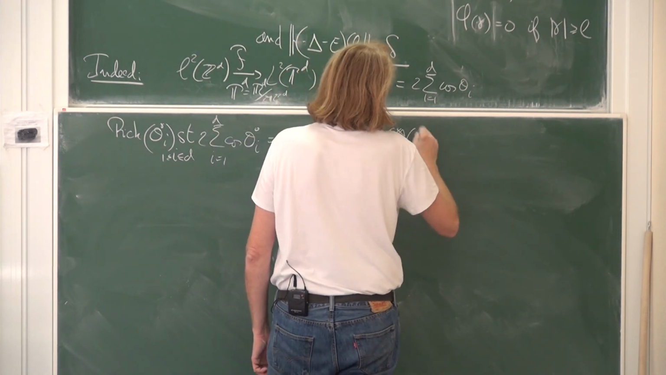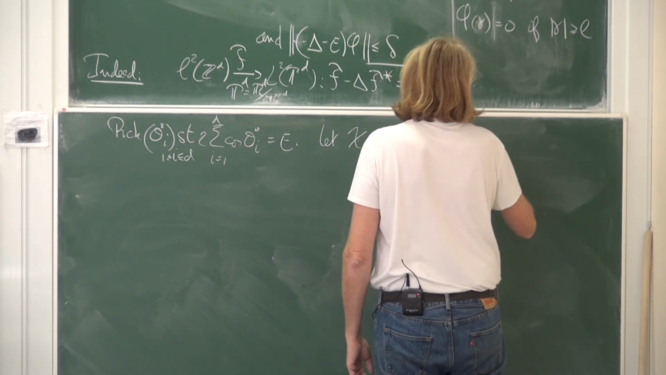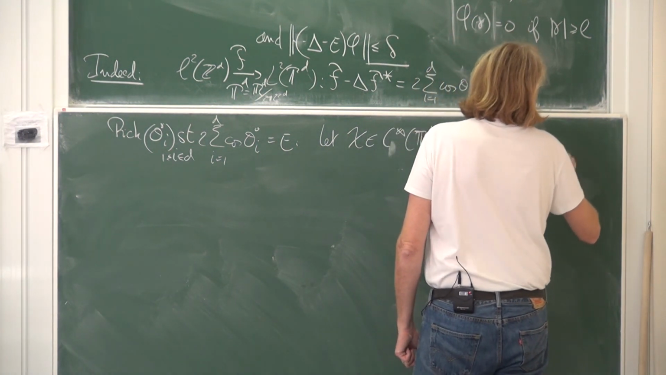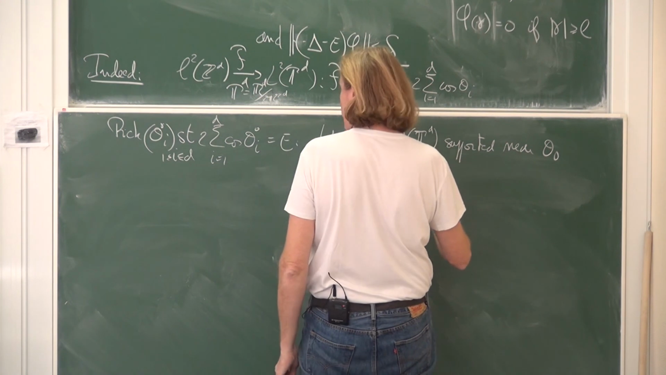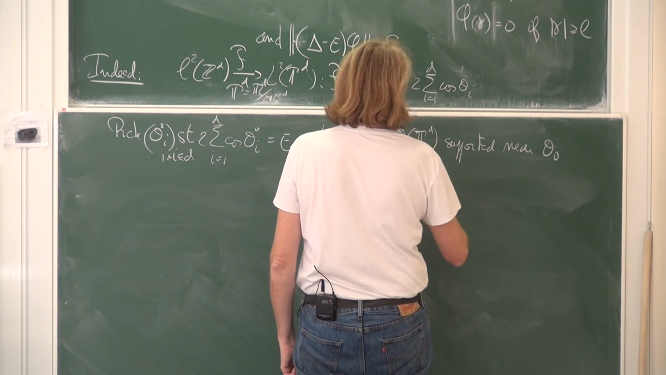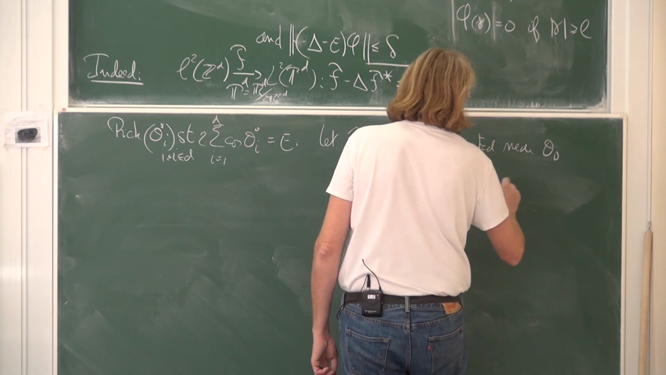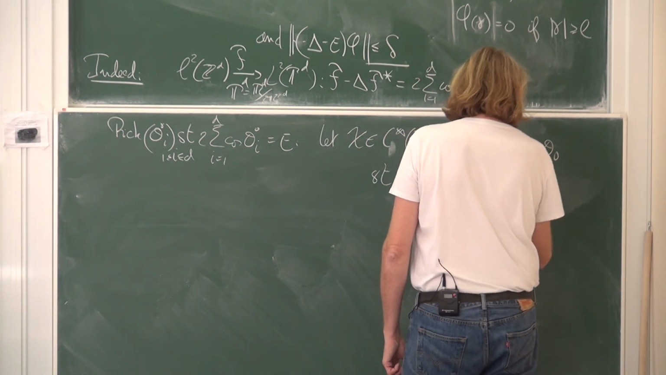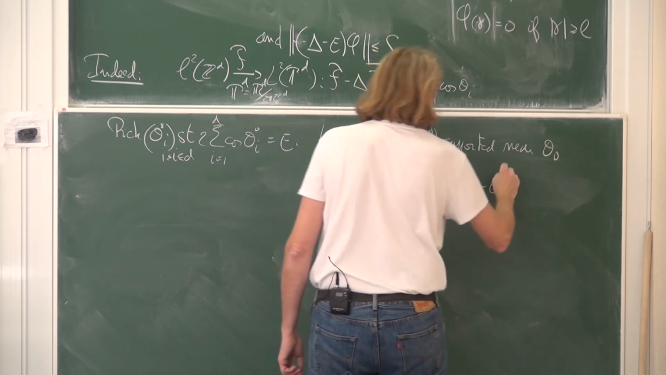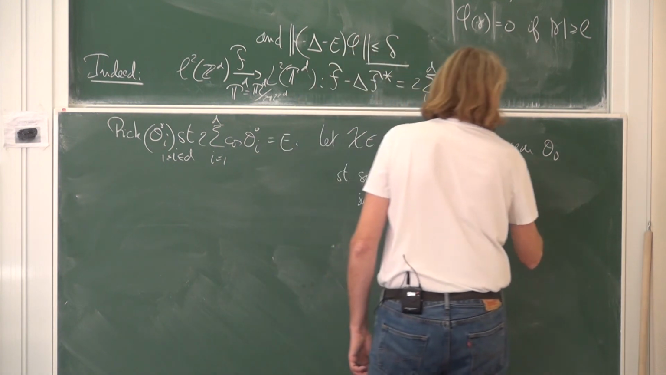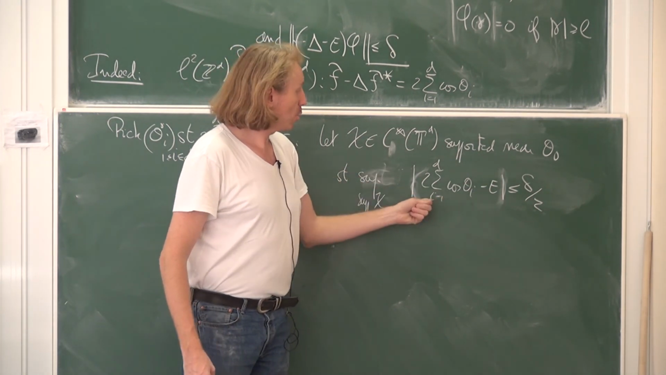Take chi in C infinity of the torus, supported near theta 0, such that if I look at 2 sum i equals 1 to d of cosine theta_i minus E, the supremum of this over the support of chi is less than delta over 2. Right? So over the support of chi the function cosine is close to the value 0.